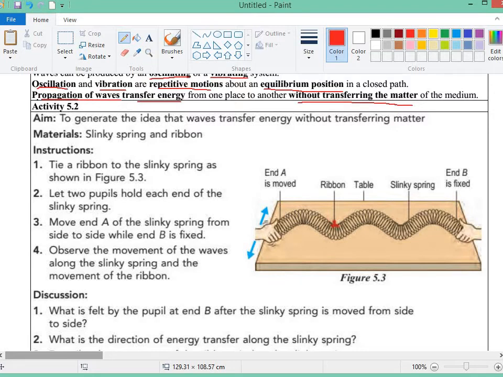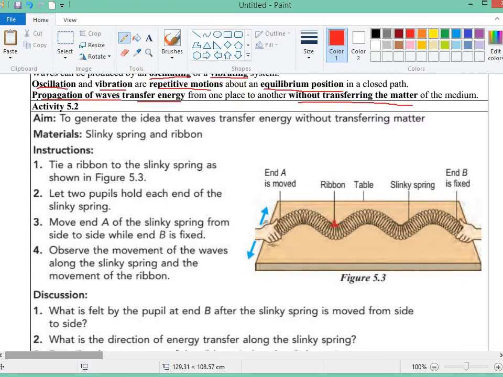One, two, three, four, five. So every group, one only. So you join with them. You also one. You join whichever group you like.